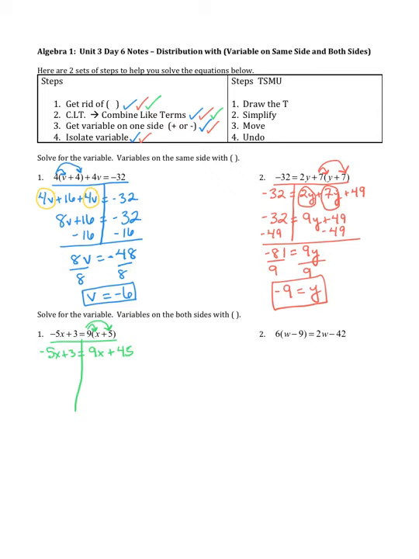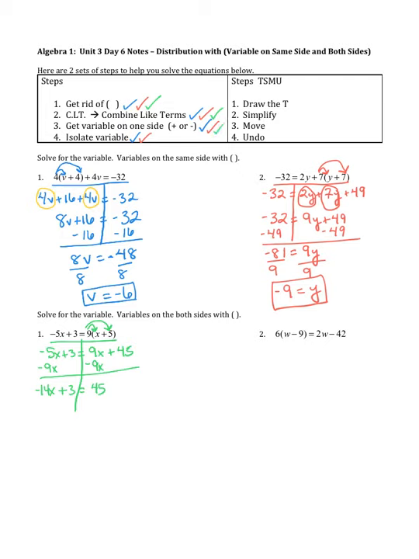Now we're going to get the variable on one side. Okay? I feel like moving the 9x. You don't have to do that this way. You can go the other way. Negative 14x plus 3 equals 45. So I got the variable on one side.